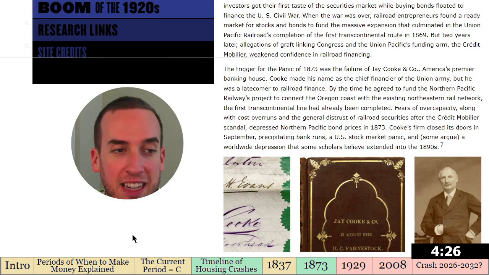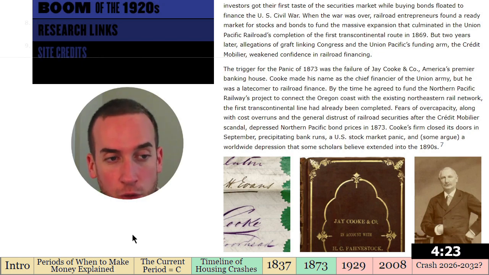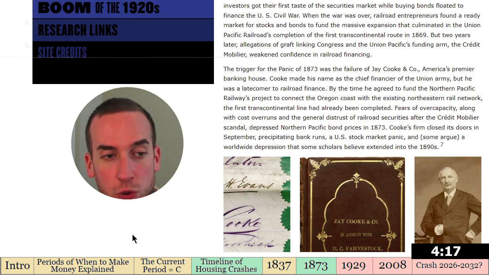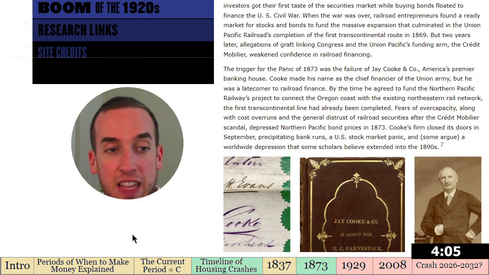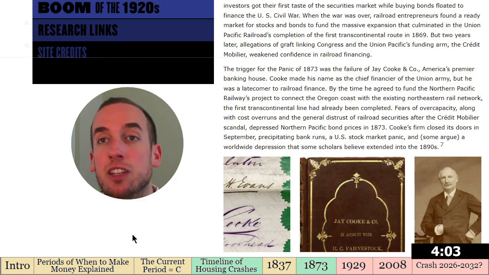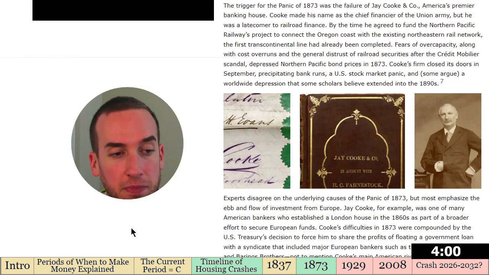Fears of overcapacity, along with the cost overruns and the general distrust of railroad securities after the Credit Mobilier scandal, depressed Northern Pacific bond prices in 1873. Cooke's firm closed its doors in September, precipitating bank runs, a U.S. stock market panic, and some argue a worldwide depression that some scholars believe extended into the 1890s.